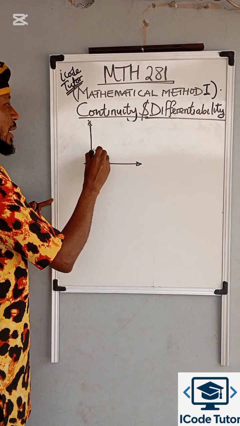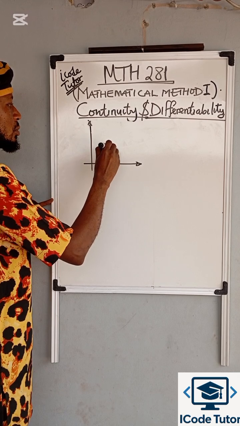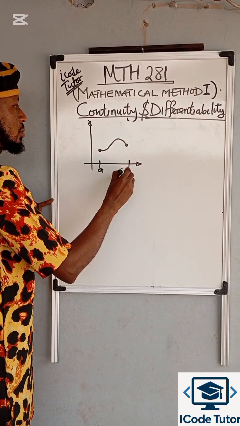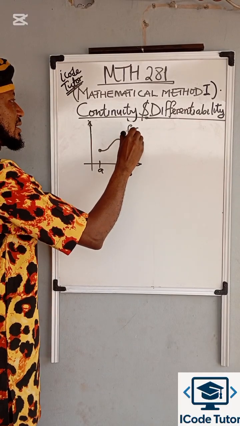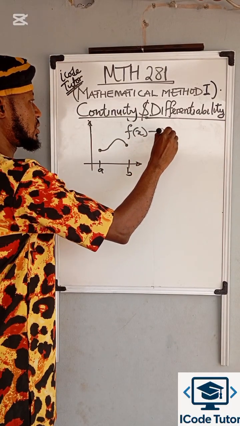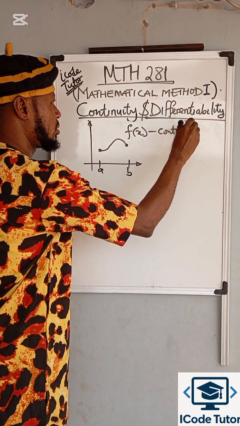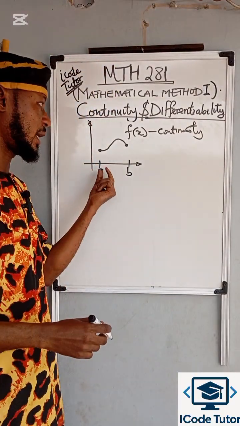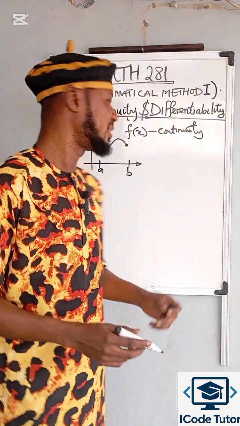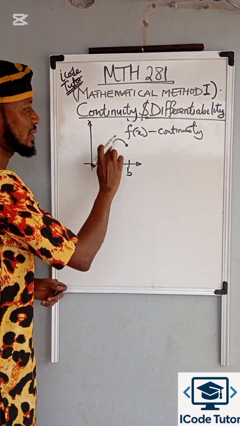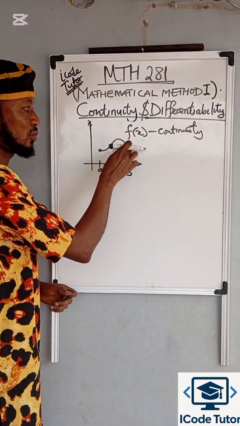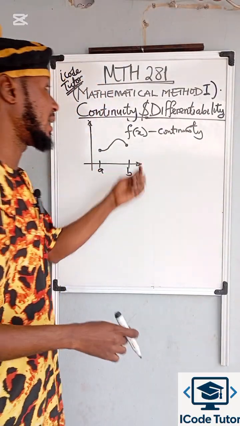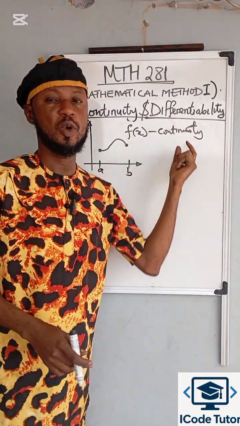Let's say a function moves from a point A to another point B. Now we regard this function as continuous. How is it continuous from point A to point B? The reason is that there are no breaks between the point A interval and point B. That means that we regard this function as a continuous function.